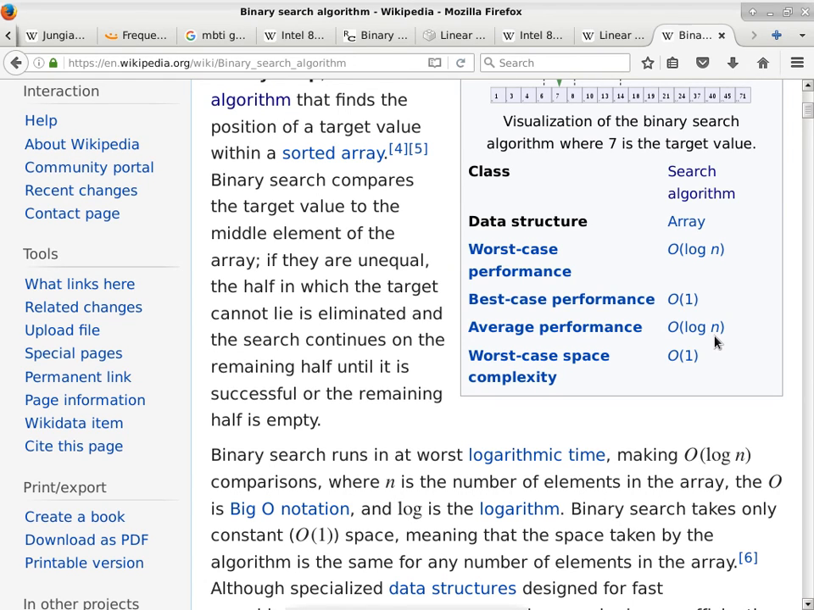Mm-hmm. But that's a good question, because that is what's going to set apart quicksort versus merge sort. When you look at sort algorithms, there are really bad ones like bubble sort, selection sort, and one more: insertion sort. All three of those belong to the n squared type of sort algorithm.